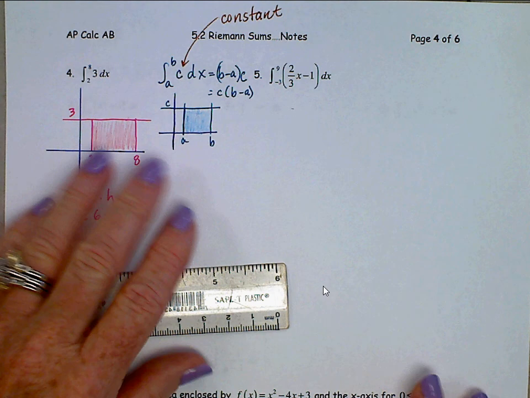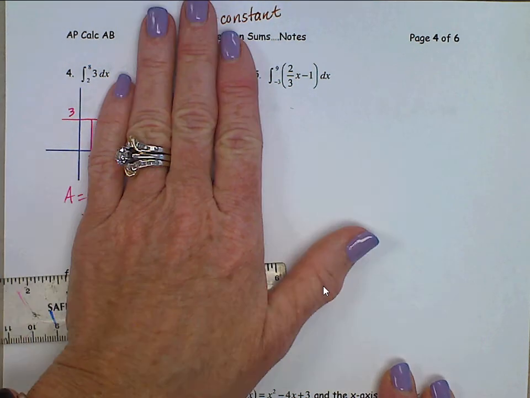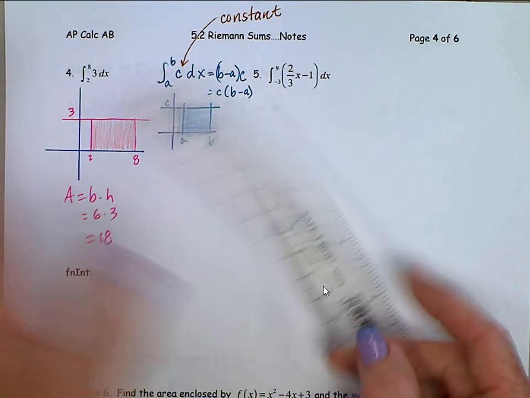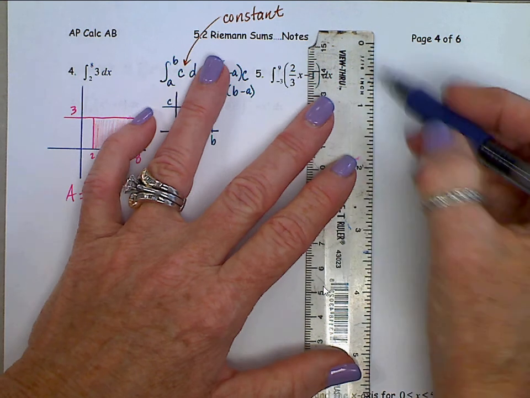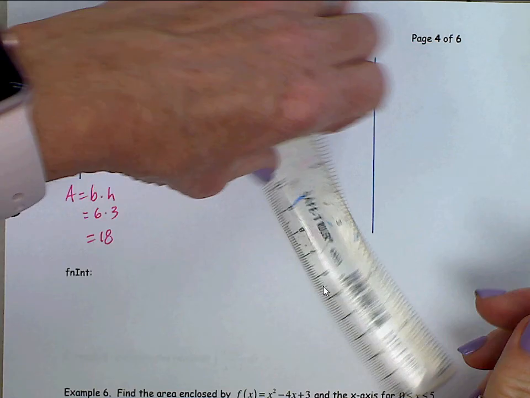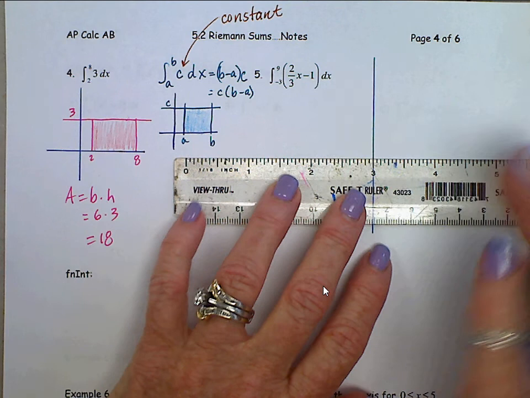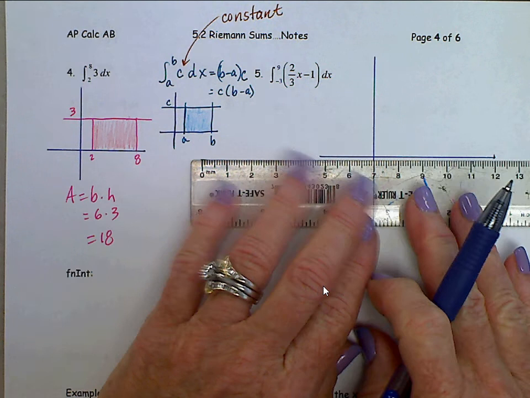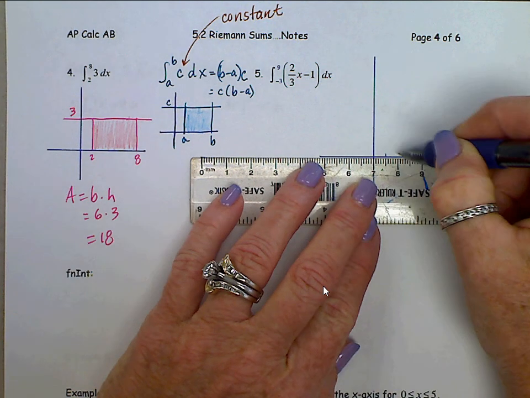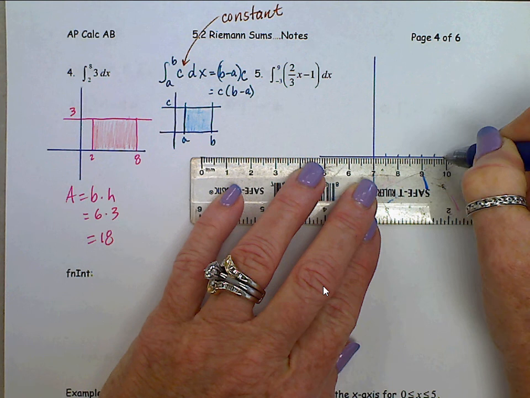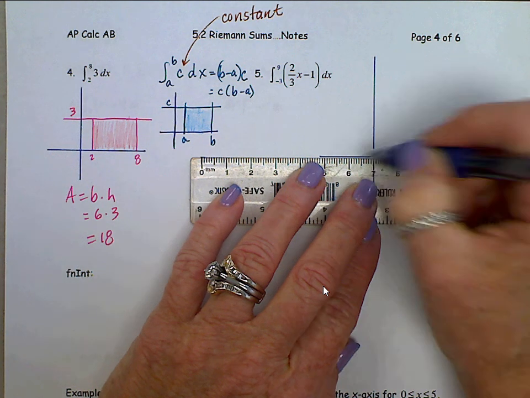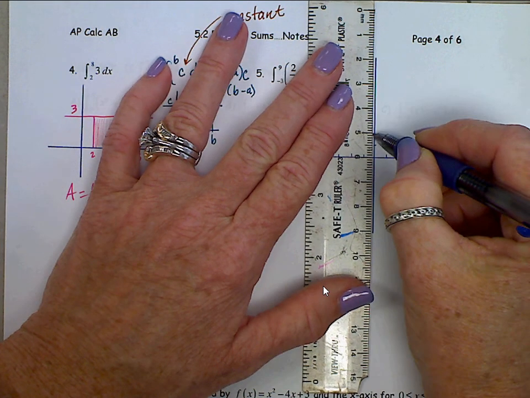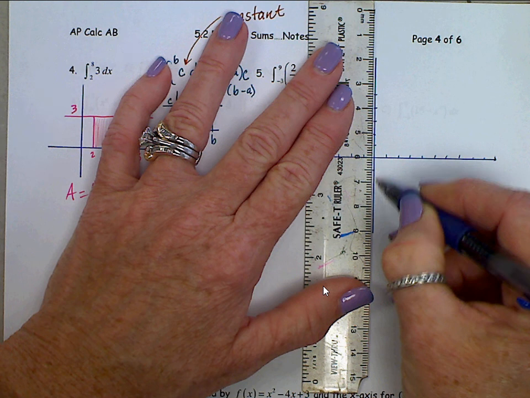Nice piece of information to know. When we look at this next one over here, this integral from -3 to 9 of 2/3 x minus 1, we'll need to sketch that graph. Measuring things off here just so we can have a pretty accurate graph.